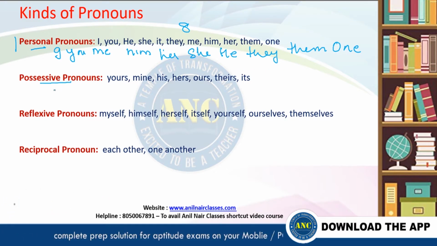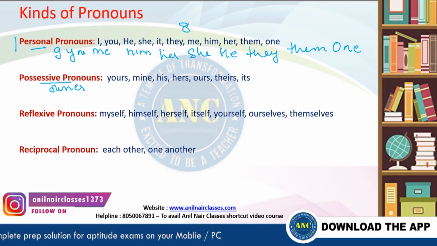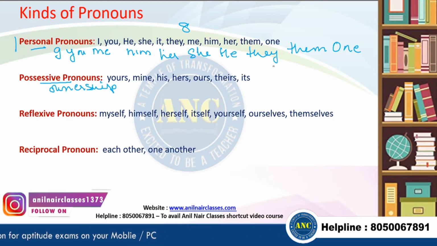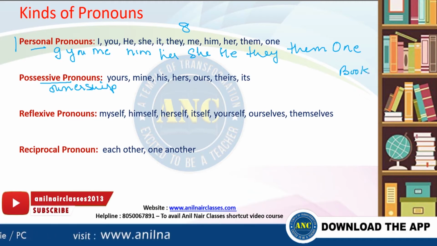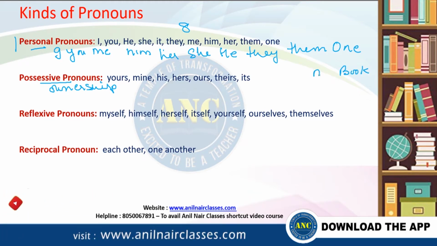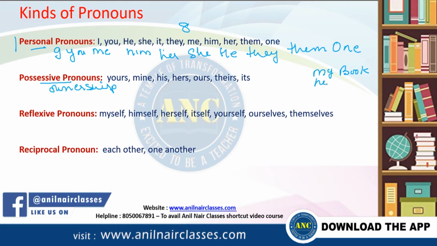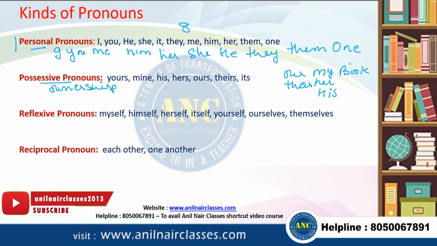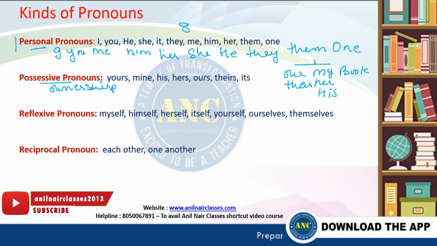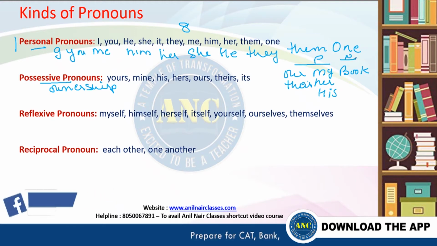Possessive pronouns talk about ownership, right? Now, if I say there is the ownership of the book, I'll say this is my book, this is her book, this is his book, this is our book, this is their book. What you have observed is that these pronouns are present before the noun.